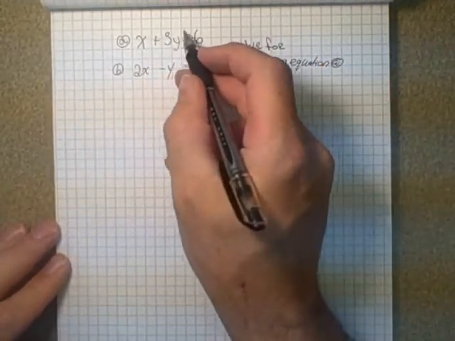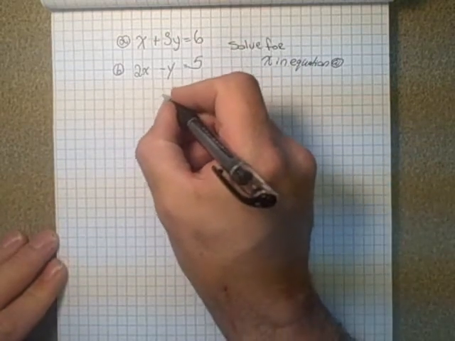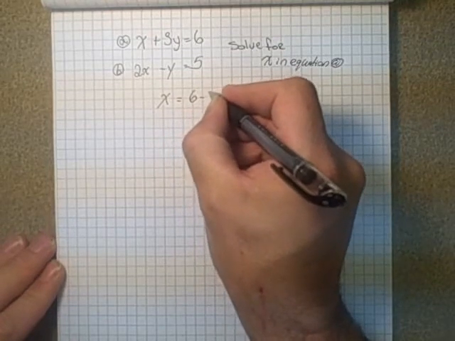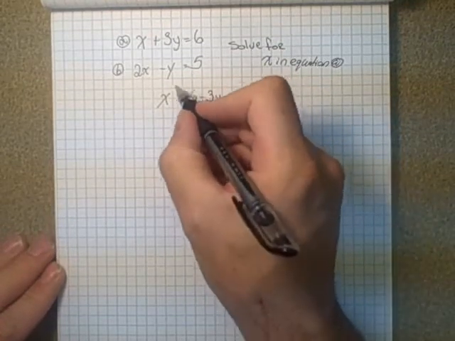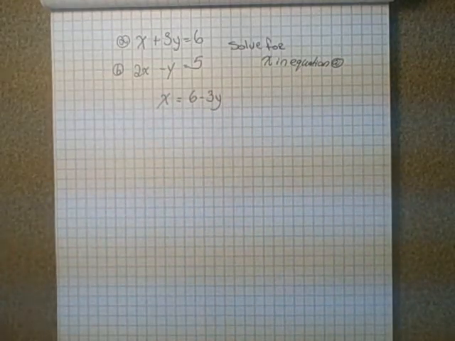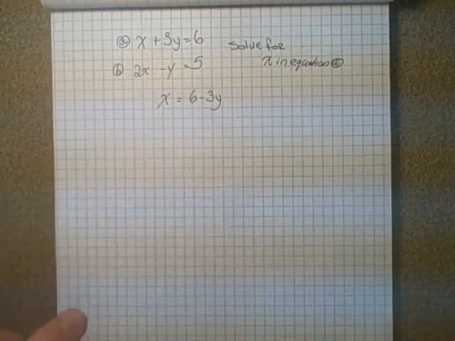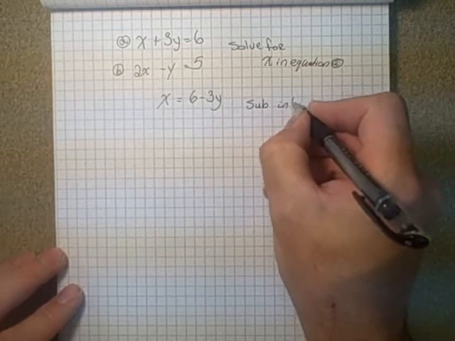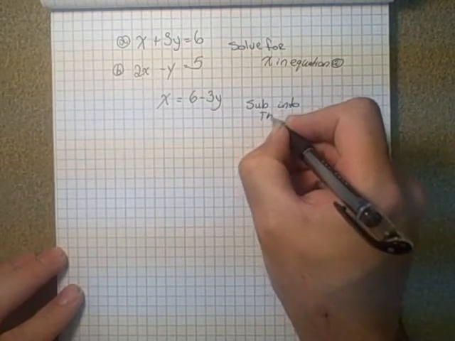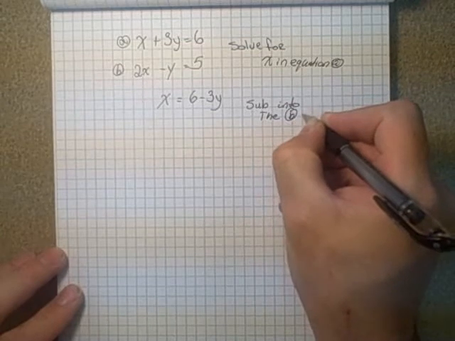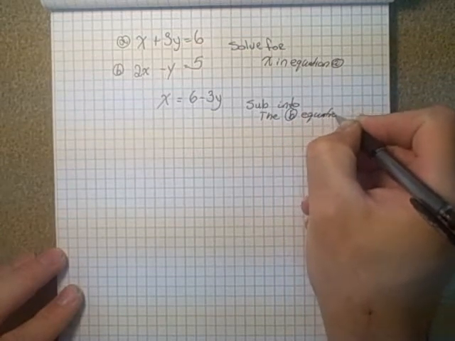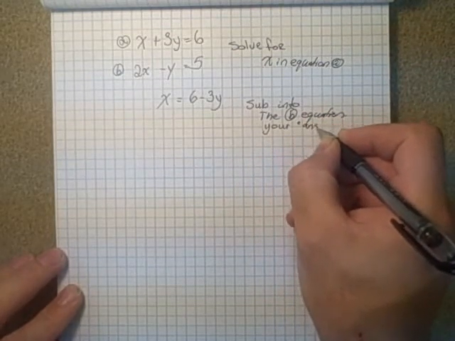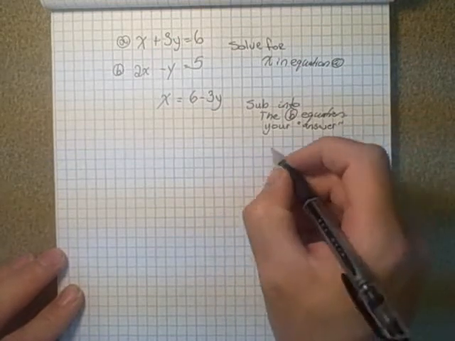So obviously I want to subtract 3y from both sides. So I'm going to get x equals 6 minus 3y. So this becomes the value of x based on that equation. So now we take this value right here and sub it into our second equation. So sub into the B equation your "answer" for x.